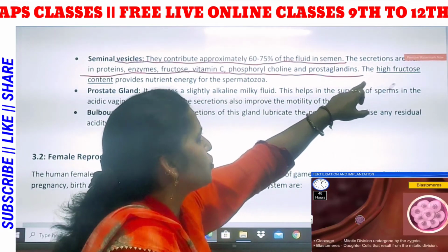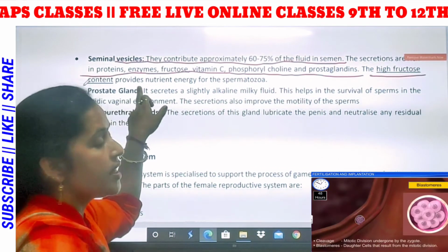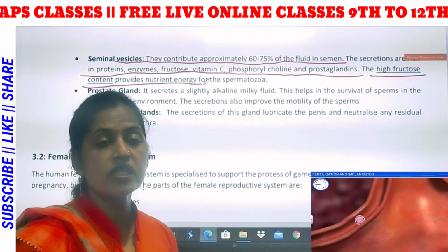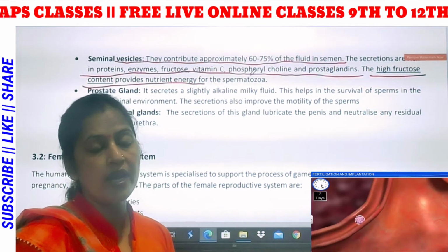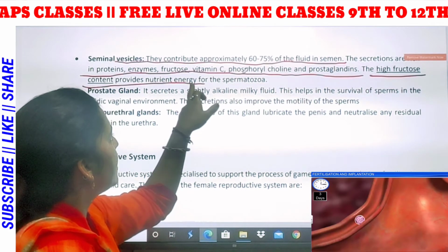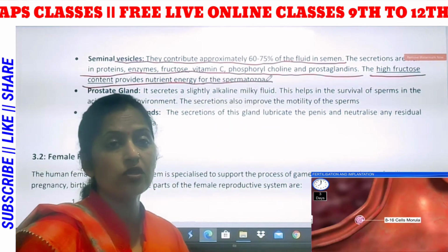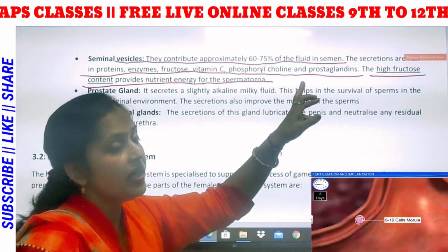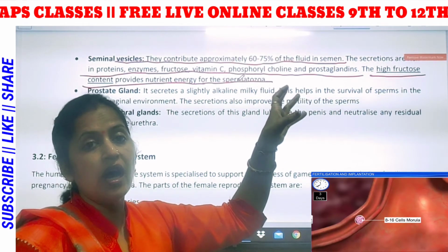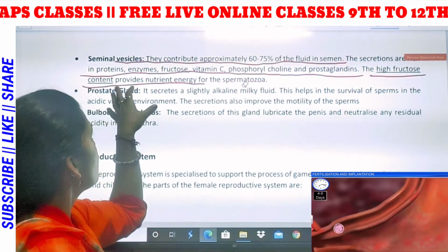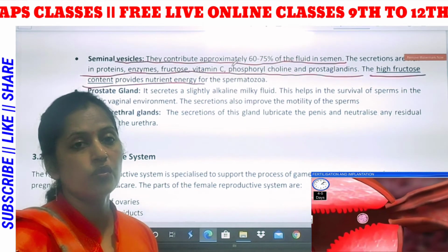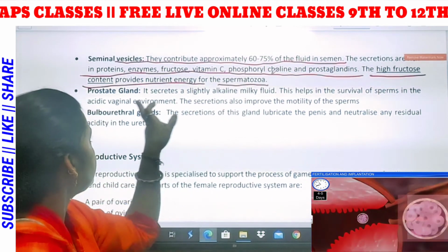The high fructose content provides nutrient energy. The high fructose content means it provides nutrient energy for the spermatozoa. The energy the spermatozoa receive comes from the high fructose content, which provides the nutrients to the spermatozoa.